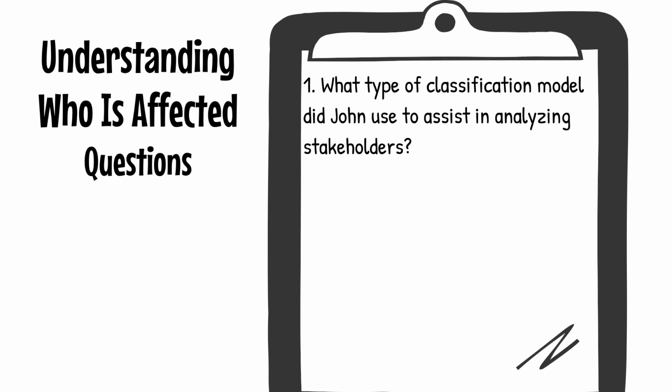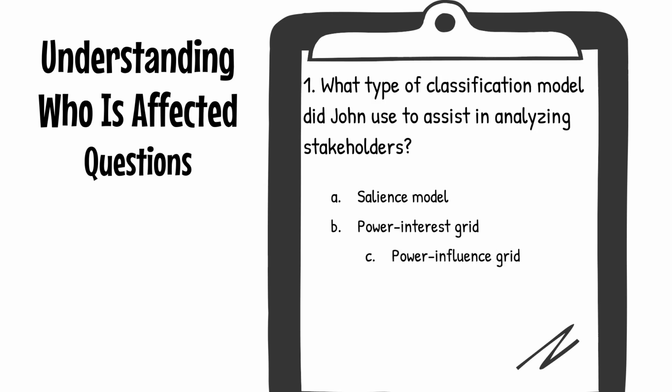Understanding Who is Affected questions. Question 1. What type of classification model did John use to assist in analyzing stakeholders? A. Salience model. B. Power interest grid. C. Power influence grid. Or D. Impact influence grid.